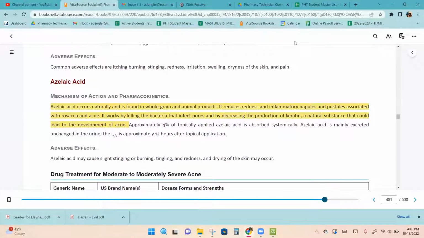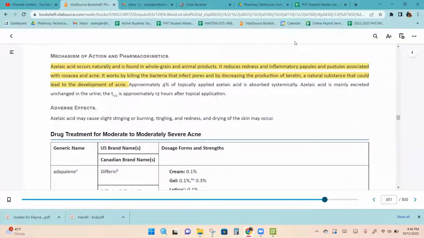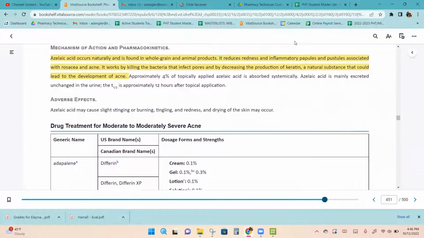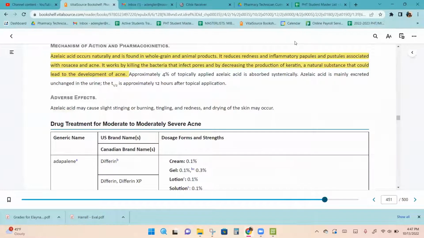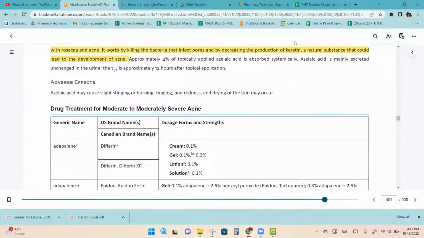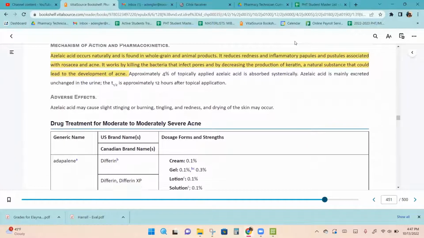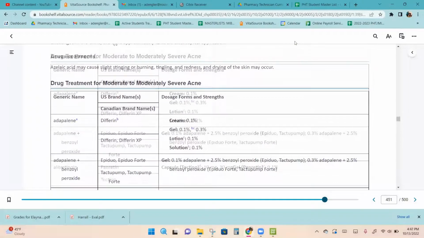Azelaic acid occurs naturally and is found in whole grain and animal products. It reduces redness and inflammatory papules and pustules associated with rosacea and acne. It works by killing the bacteria that infects pores and by decreasing the production of keratin, a natural substance that could lead to the development of acne.